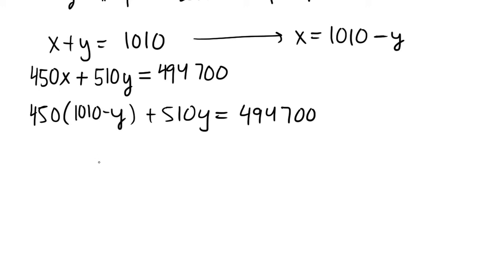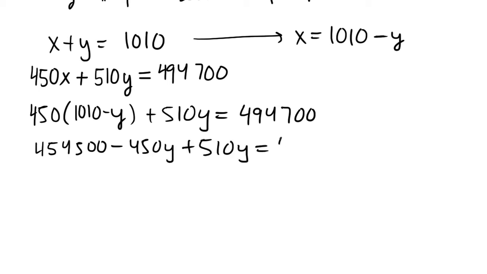And now I've got to work this out. Notice our equation is completely in y now, which is a good sign. It means we can make progress on it. What's 450 times 1,010? It's this number, minus 450y plus 510y equals this quantity.